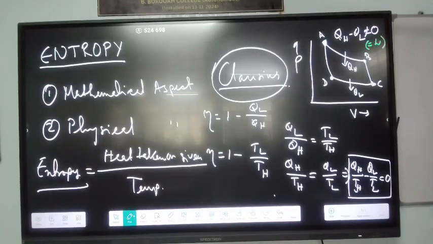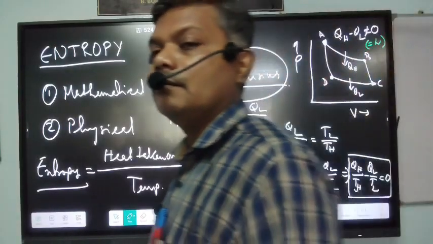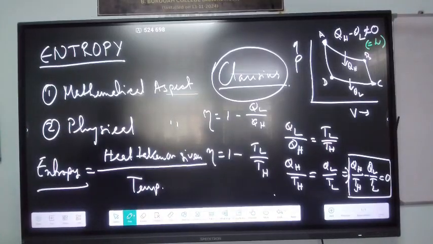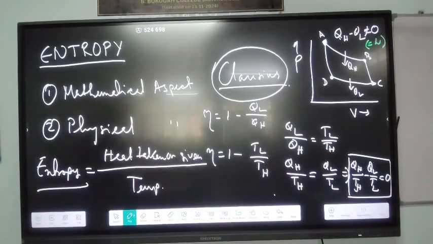But it is only a mathematical term. Clausius could not explain what this mathematical term actually means. A new mathematical term had evolved, but what is the meaning of that, nobody knows.